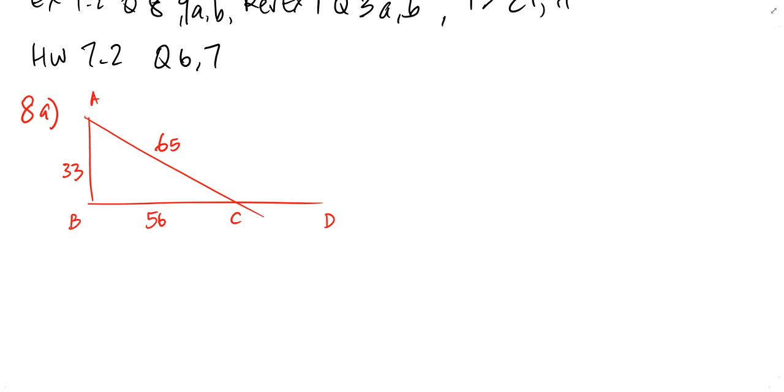Okay, read the question. The approach is to use the converse of Pythagoras theorem, but what is my first step? AB square plus BC square. Okay, it must be like this, and what do we have? Equals to 4,225. Then what is the next step?